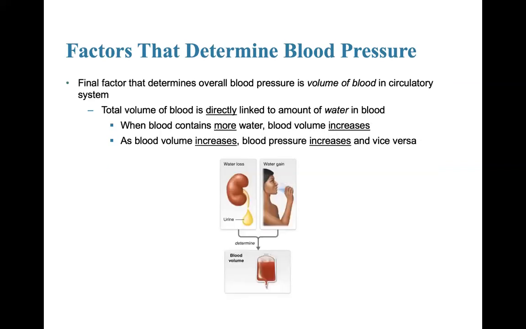The final factor that can determine overall blood pressure is the volume of blood in the circulatory system. The total volume of blood is directly linked to the amount of water in the blood. When blood contains more water, blood volume increases. As volume increases, blood pressure increases, and vice versa if you take it through the other path there.